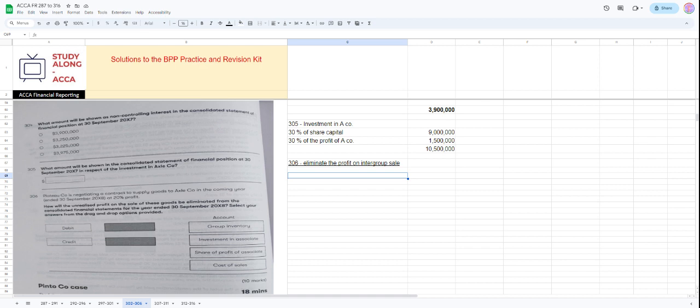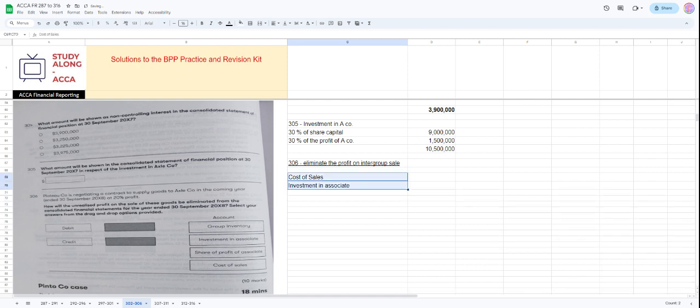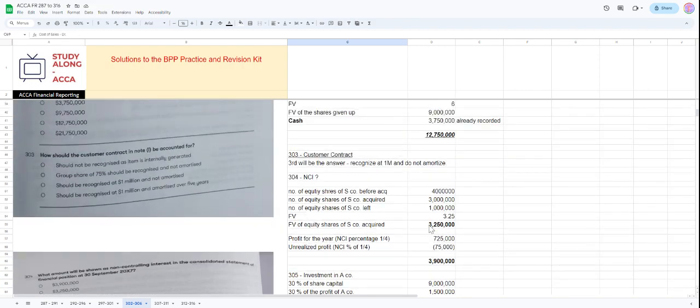So there are four options here. To eliminate the intergroup sale, we debit cost of sales and we credit investment in associate. So this will be our debit and this will be the credit. Against credit we will place this, debit we will place cost of sales. So these are the answers.